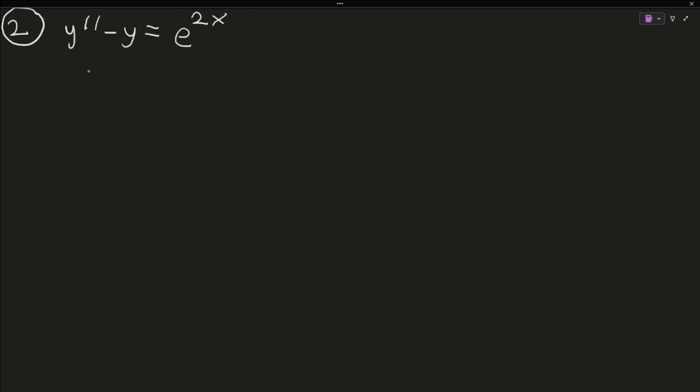Now let's solve this second order ordinary differential equation problem. Over here we have y double prime minus y equals e to the 2x. So guys, we can solve this problem using the method of undetermined coefficients as well, and it would work out perfectly fine. But I want you to solve this using both methods.